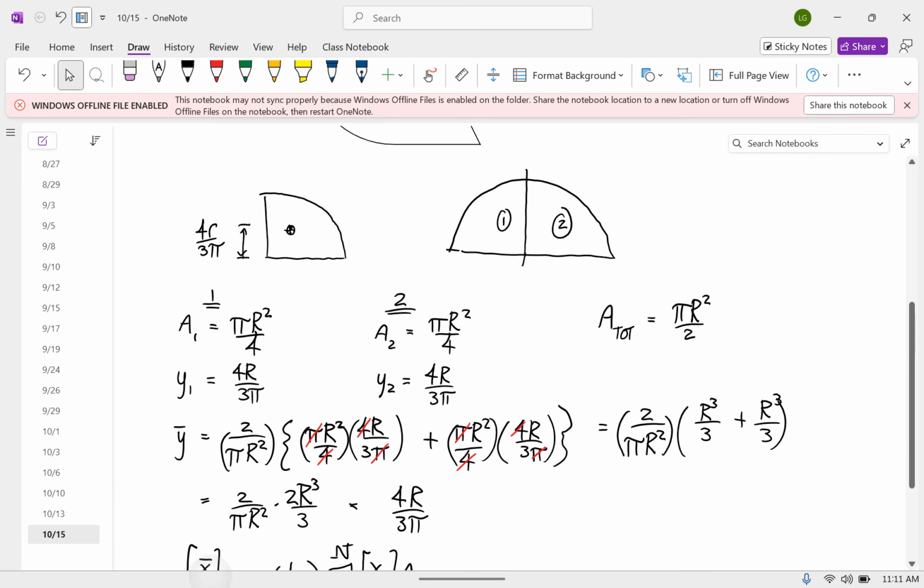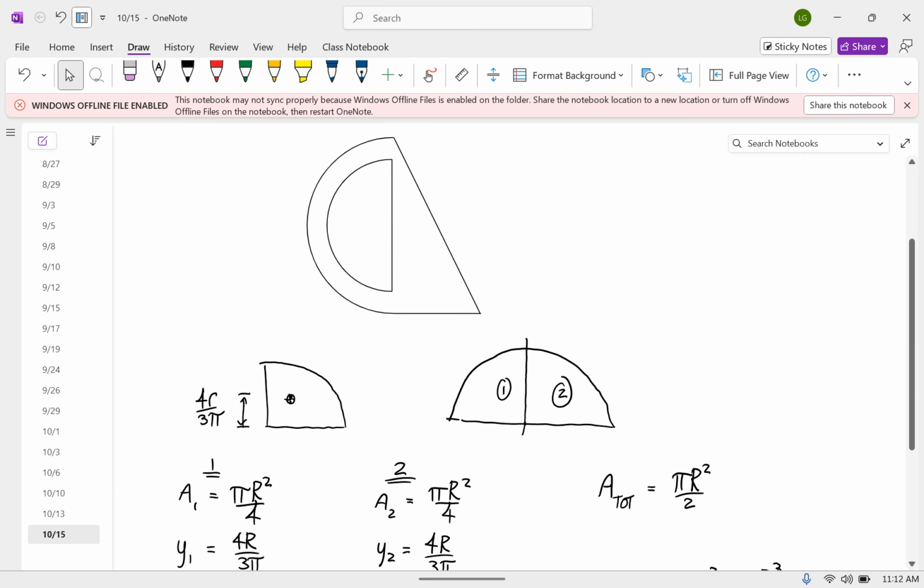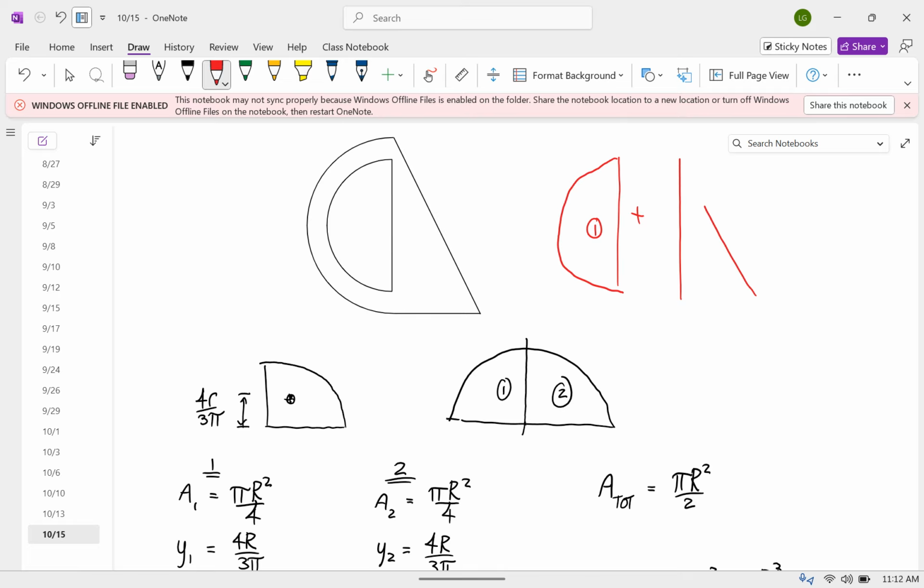Yep. Okay, so let's break this up into, let's say we have this big outer semicircle. I'm going to call that 1. And then we have this right triangle. I'm going to call that 2. And then I'm going to subtract the smaller, it doesn't go that way. Subtract the smaller semicircle.